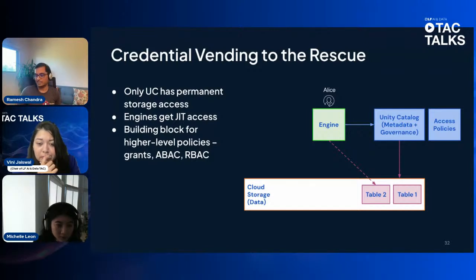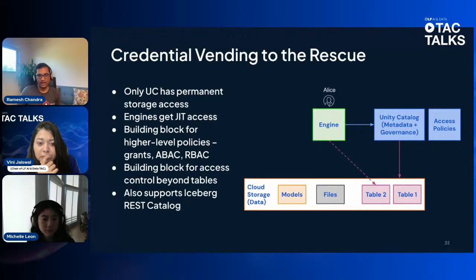That's why credential vending becomes a very important foundational building block for governance. And moreover, this is not just for tables. It can be used as a building block for access control beyond tables. UC is not just a catalog for tables, it's a catalog for files and other data and AI assets like models. And so this credential vending becomes a building block for governance of all of those other assets.